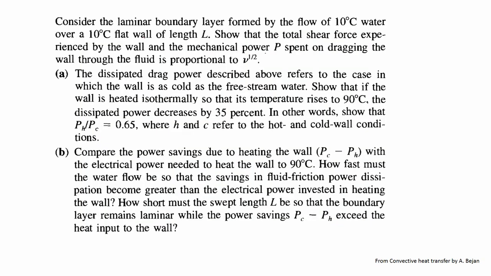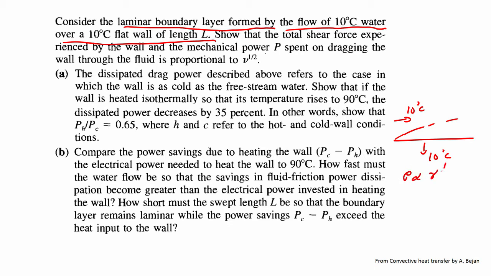If you consider the first problem, there is a laminar boundary layer formed by the flow of 10 degrees Celsius water over a 10 degrees Celsius flat plate or a flat wall of length L. So, essentially this is what the water is doing. The water is at 10 degrees Celsius, the wall is also at 10 degrees Celsius. Show that the total shear force experienced by the wall and the mechanical power is proportional to gamma to the power of half.